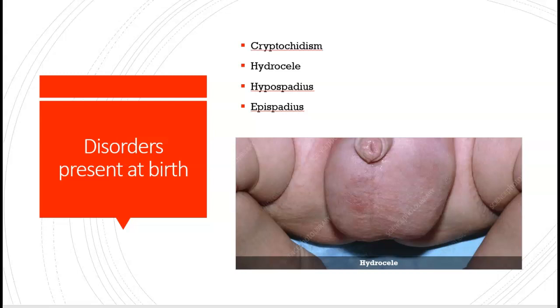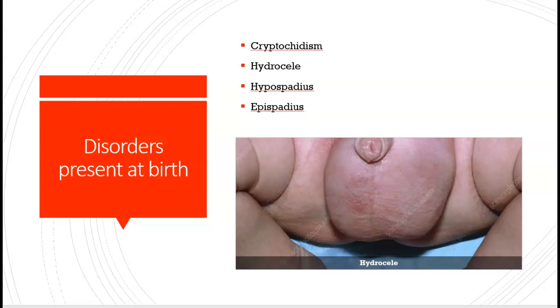So we're going to talk a little about men's health, reproductive disorders, inflammatory disorders of the male genital area. We're going to start with reproductive disorder. It's a disorder present at birth. It is the failure of testes to descend into the scrotum. You have a hydrocele. A hydrocele is an accumulation of fluid between the two layers of tunica vaginalis, a membrane covering the testicle.